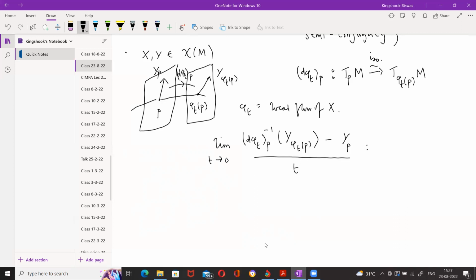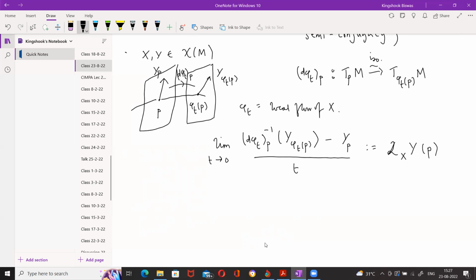This is defined to be, therefore, this will give me a vector at P. This vector is defined to be the Lie derivative of y with respect to x. So Lxy at the point P. Is the definition clear?